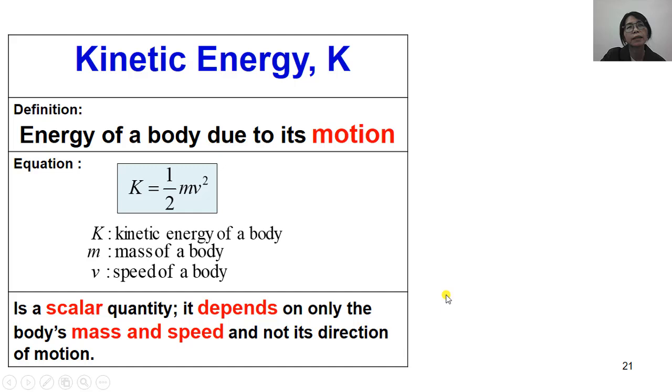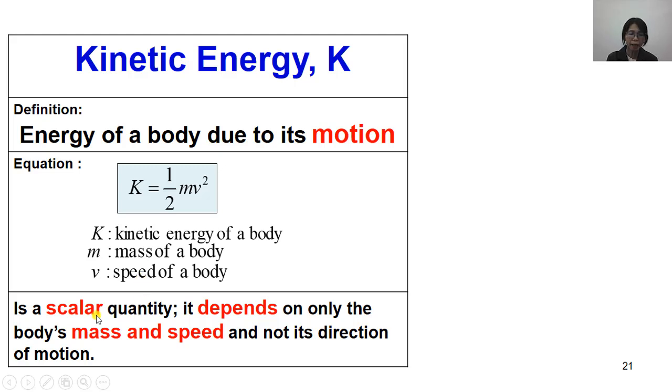Then we move on to another type of mechanical energy, which is kinetic energy. We represent it by capital K. This is the energy of a body due to its motion. When an object is in motion, it means the object has velocity. This is the formula to calculate kinetic energy: kinetic energy equals half mv squared, where m refers to the mass of the body and v refers to the speed or the velocity of the body.